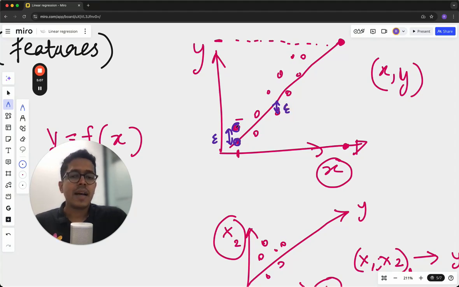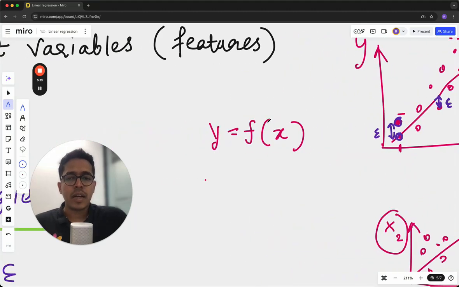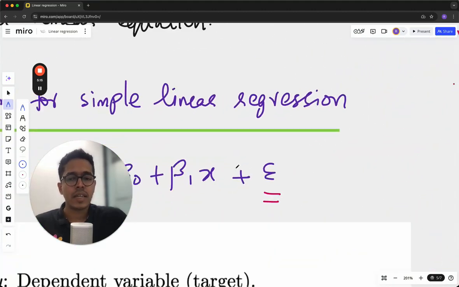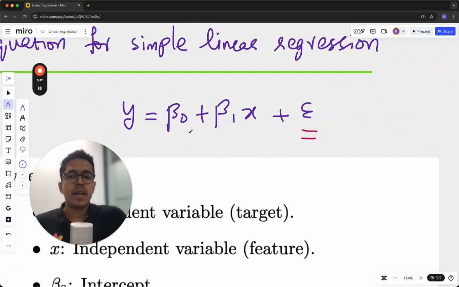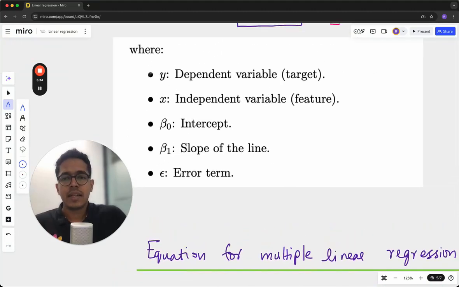So to get the actual value of y from the model, you have to add or subtract an epsilon value. In general, it's just denoted as plus epsilon. So y equal to beta naught plus beta 1 x plus epsilon denotes the exact value of the data point, provided you have this model, and beta naught and beta 1 are the learned terms, right? So that is what is discussed here.